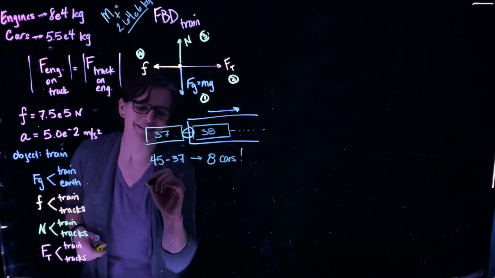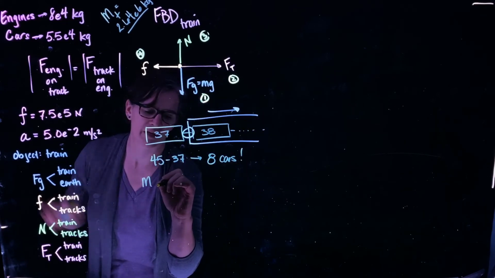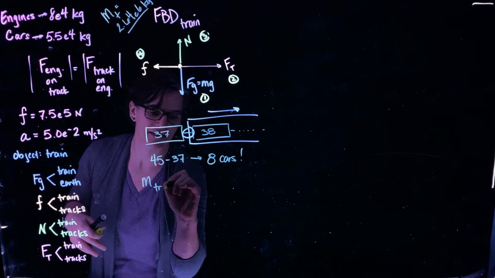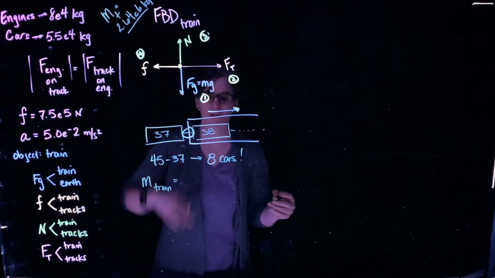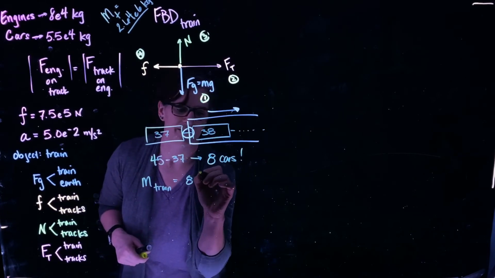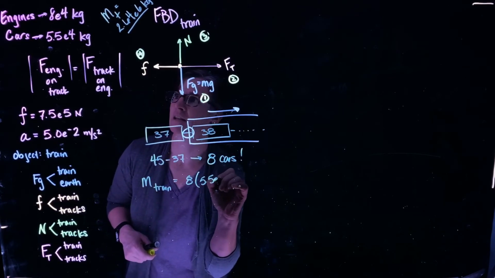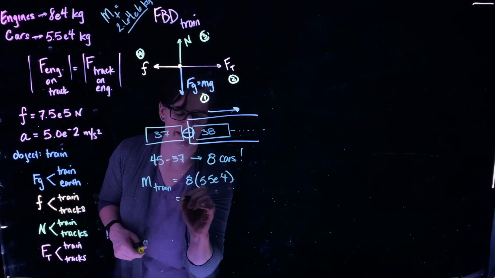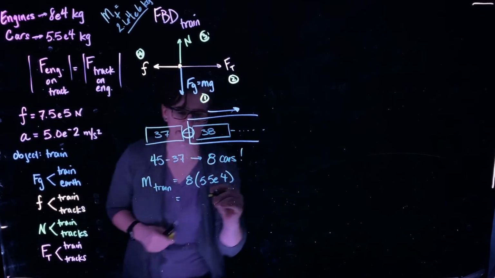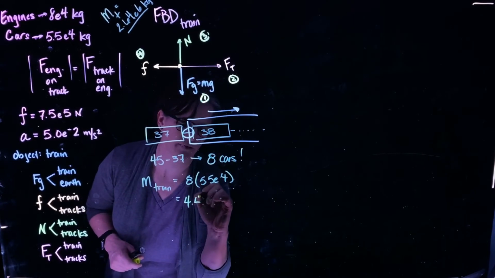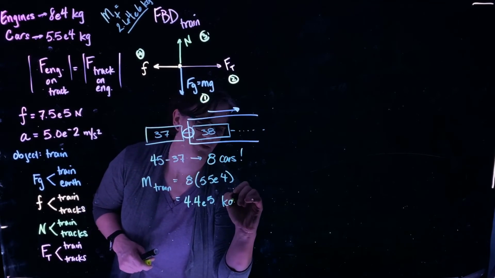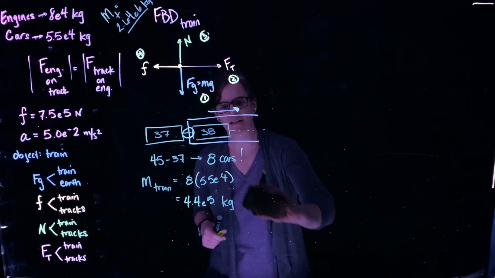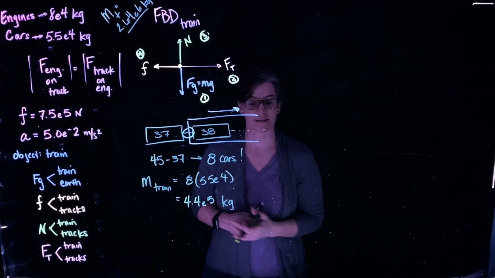So the mass of the train section that we're dealing with is going to be 8 cars times our 5.5 times 10 to the fourth kilograms. So the total mass that we're going to deal with is 4.4 times 10 to the fifth kilograms. So that's going to be the mass of the system that we're going to analyze.